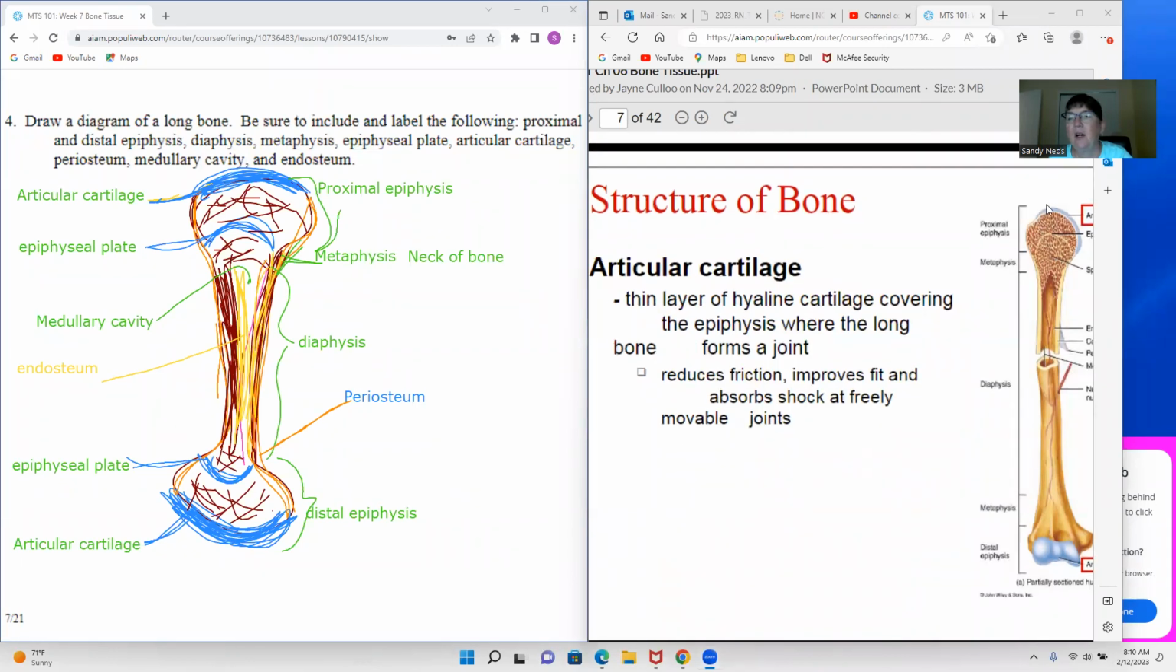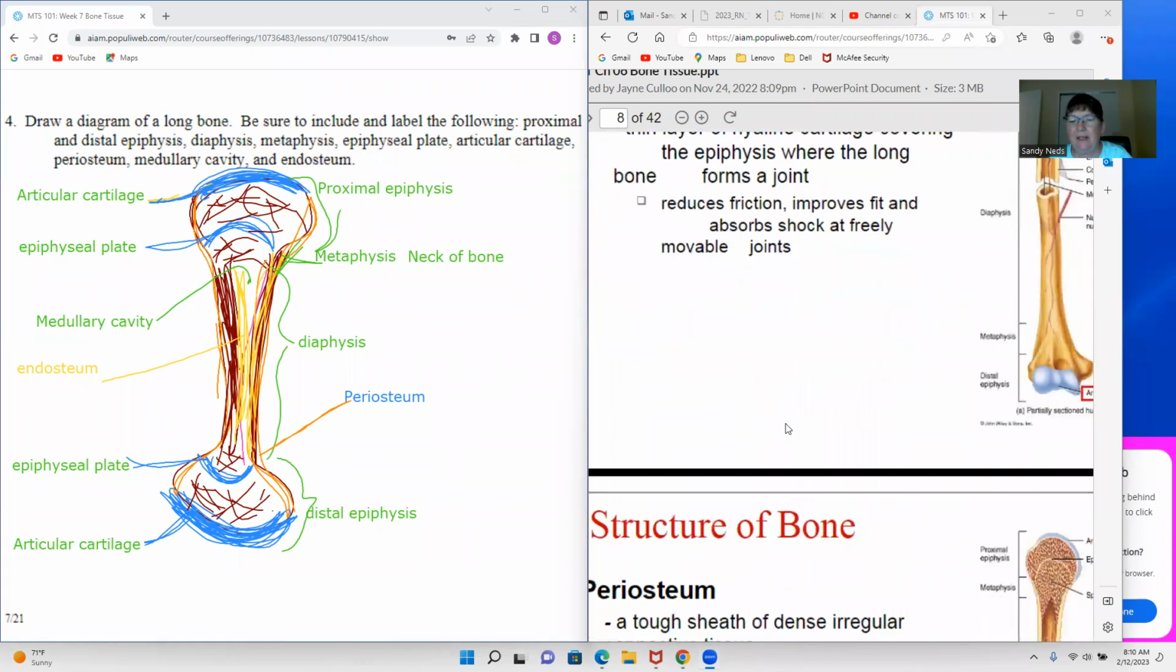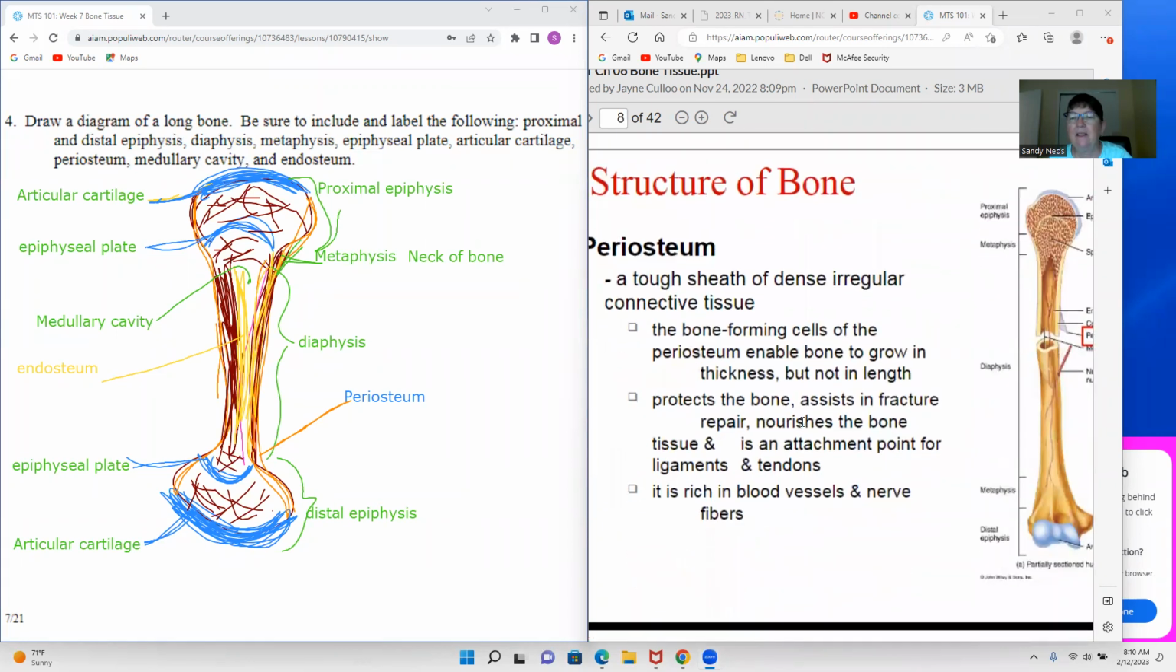The articular cartilage is at the ends, and the ends are called epiphysis. The ends of bone. So the ends of the bones are called epiphysis. All right. Then this lining, wherever the cartilage is not, is called the periosteum. You can see just a little piece of it, periosteum.